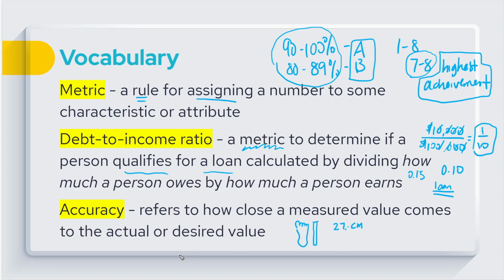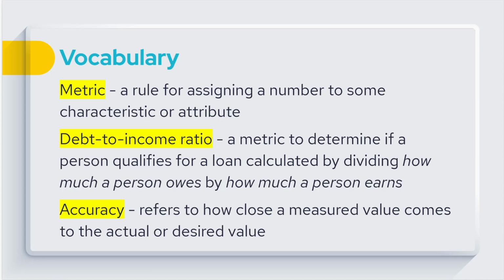And so accuracy refers to how close you can get to the actual real number with a tool, because remember, you're using a tool to make a measurement. So how accurate that tool is determines your accuracy.